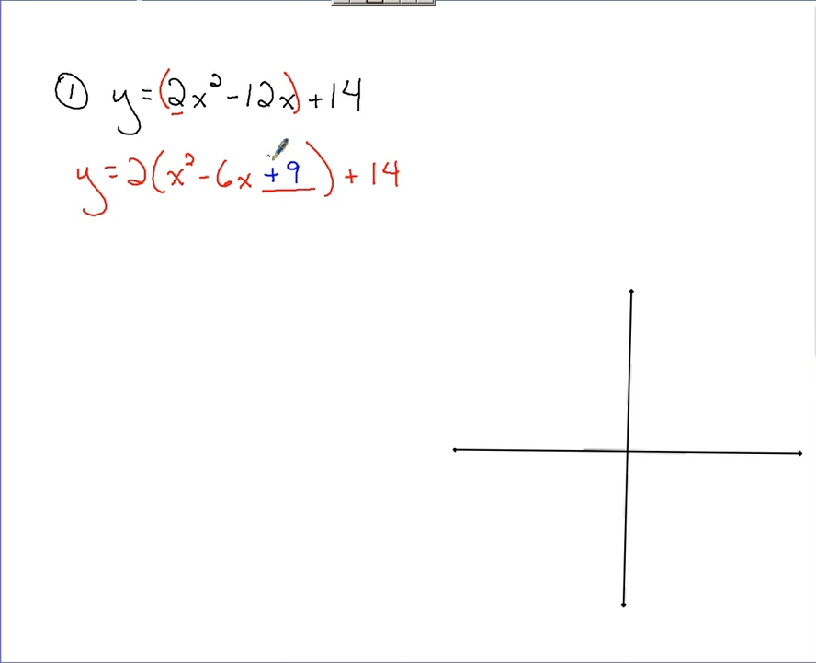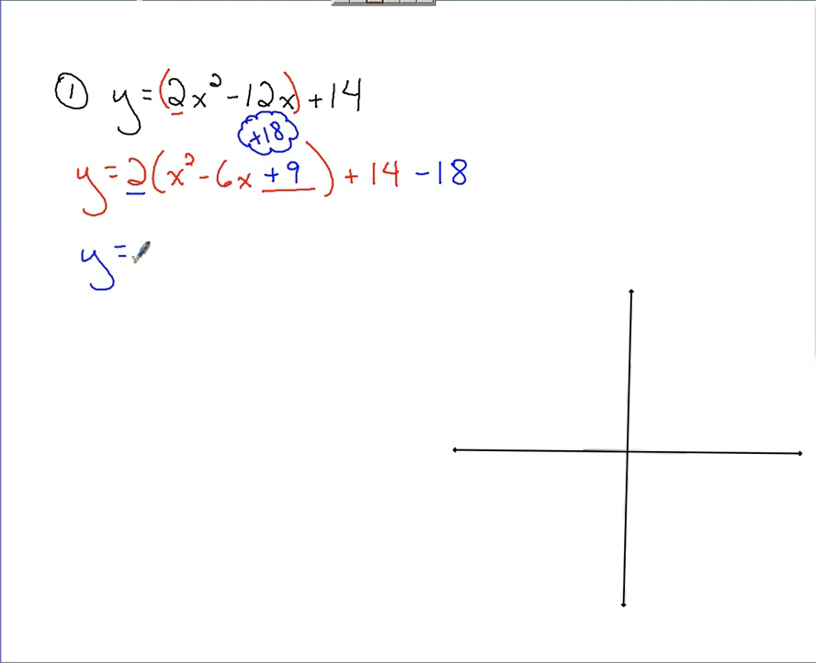So adding on 9 here means I have to make an adjustment to the end part of this function. Instead of adding 9 on, what I'm really doing is adding on 18, and I know that because this 2 has to get multiplied to that 9 to give me that 18 value. So to balance things out, I'm going to subtract 18 out here.